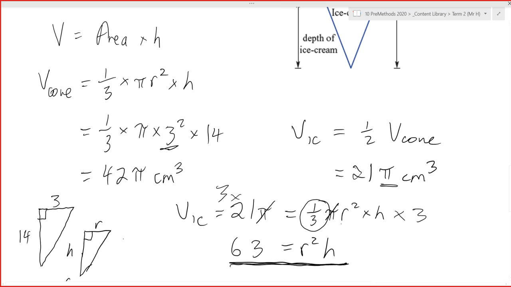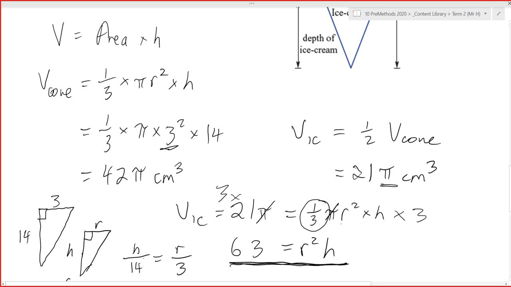A ratio happening here. So if you go h over the bigger height, 14, equal to the radius divided by the bigger radius, you have a relationship, and this works because they are similar right angle triangles. That's the reason it works.